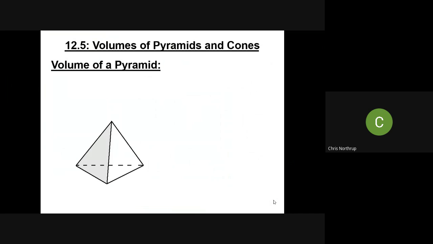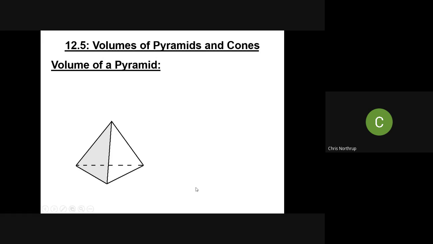All right, in this video, we're going to take a look at how we can find the volume of a pyramid. So last time we saw volume of a prism was the area of the base multiplied by the height. And with pyramids, since they're a different shape, then they probably have a different formula for their volume.